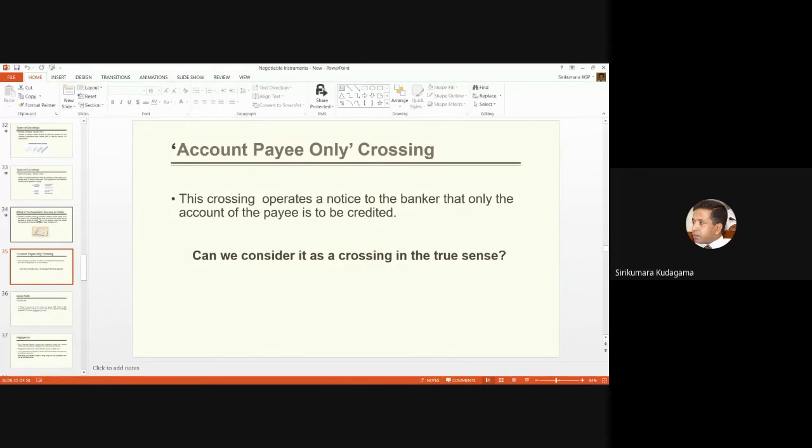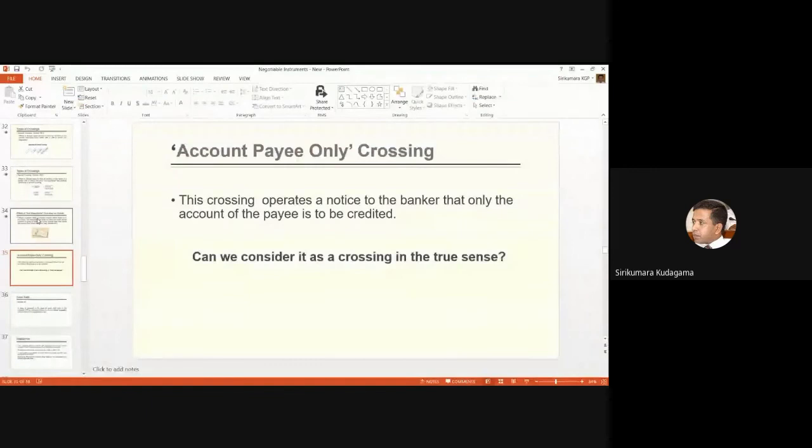What is the effect of the crossing "account payee only"? Can someone explain it to me? I'm not a commercial banker, so I really don't know the exact operation. What is the effect of "account payee only"? Can someone please explain? I'll give an idea.